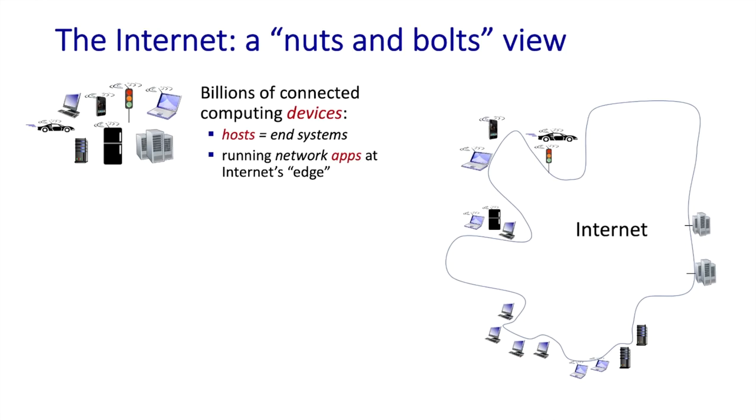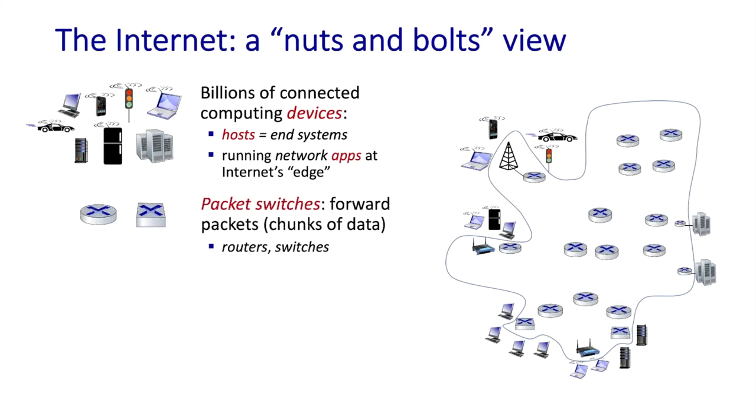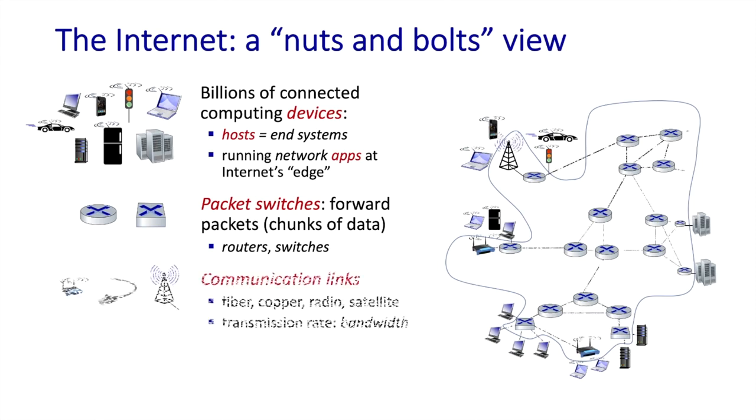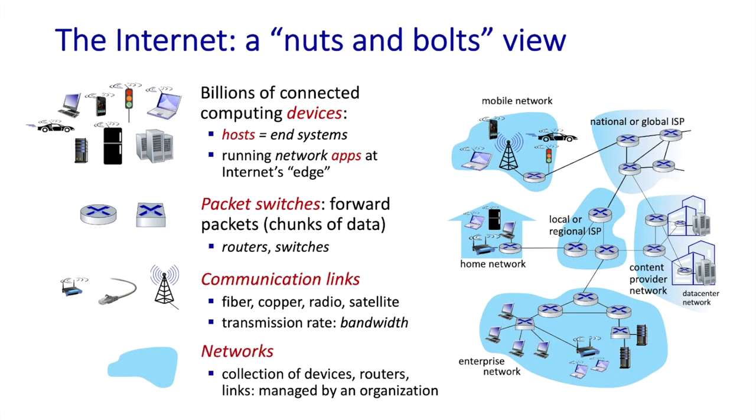Moving deeper into the network, we find the devices that make the network actually a network, what we'll call packet switches that forward packets, chunks of data, between each other and between hosts and end devices. We'll see that there are two types of packet switches, routers and switches, and we'll learn a lot about these. And then there are the numerous communication links that interconnect the routers, switches, hosts, and end systems. And finally, these links, routers, switches, hosts, and end devices are all assembled into networks, each of which is owned and operated by some entity.